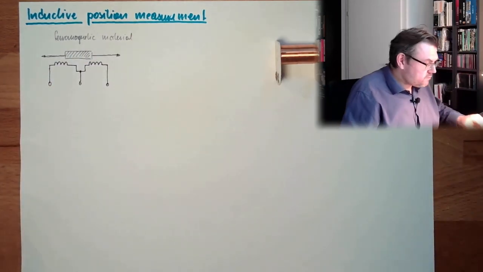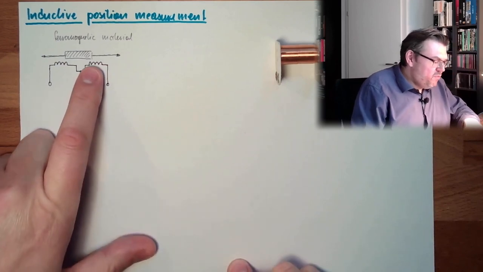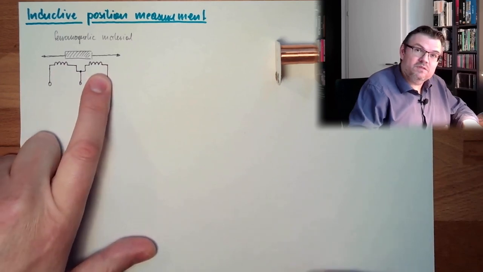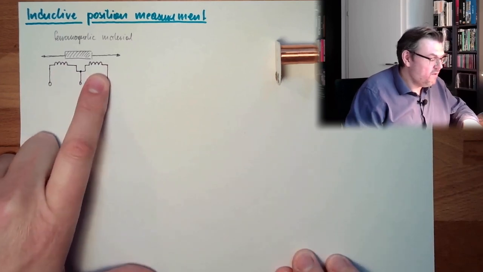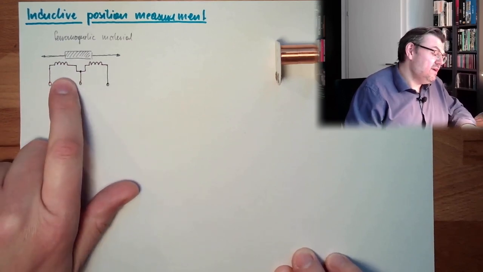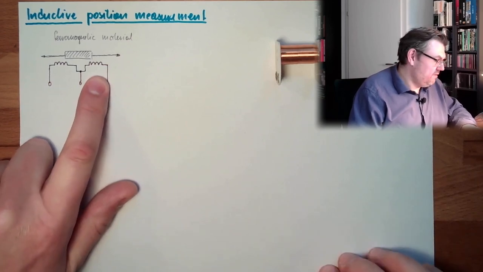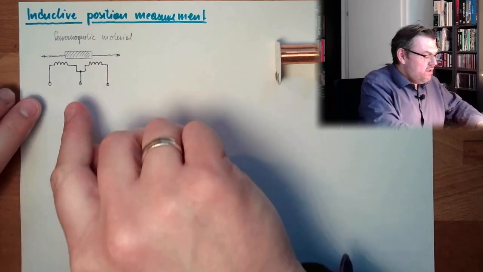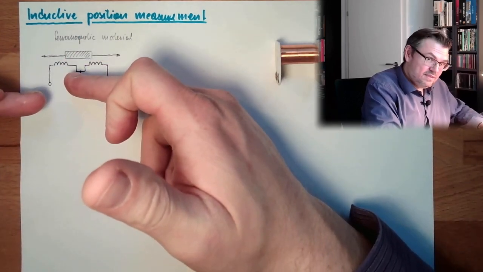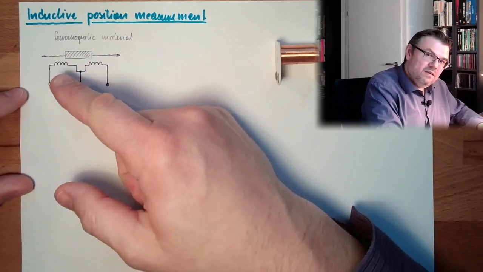All right. So why I'm using now two coils? Because if I'm moving in this direction, coil number one is getting higher inductivity and coil number two is getting lower inductivity. If I'm moving in the other direction, the coil number one is lower inductivity, coil number two is higher inductivity.